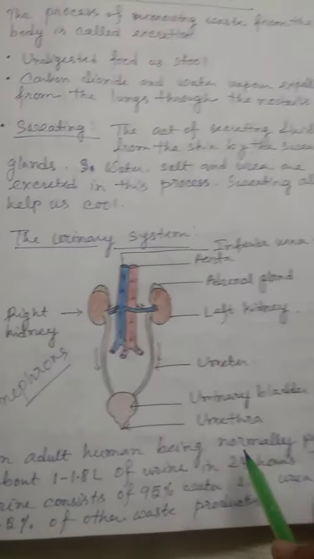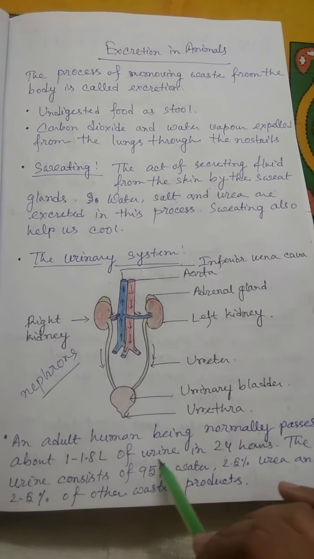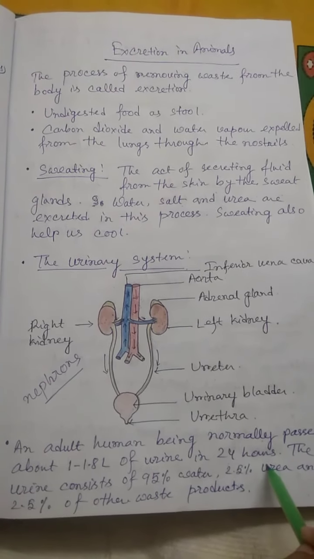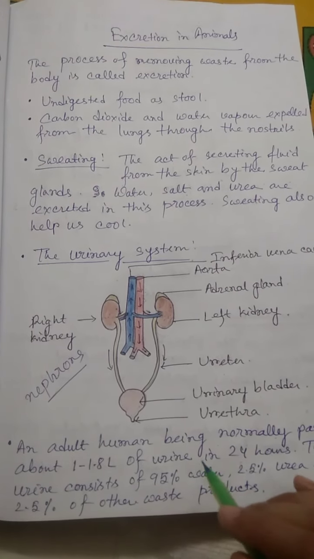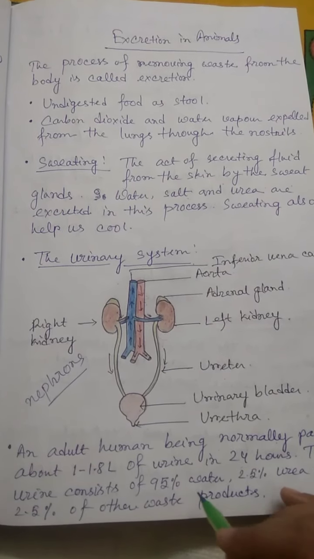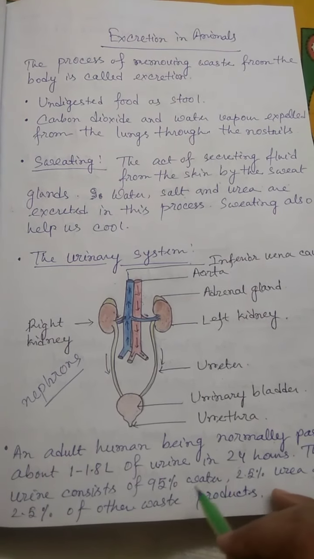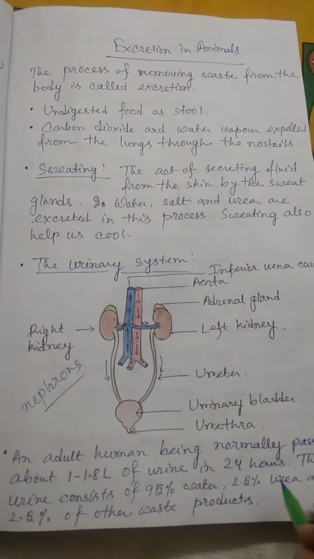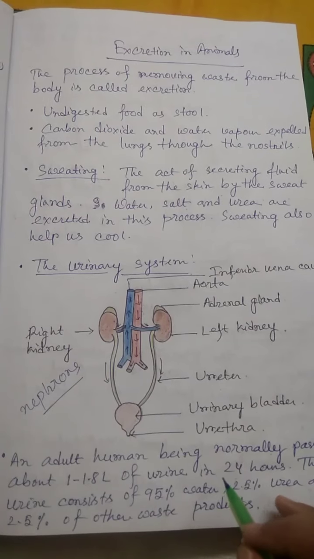An adult human being normally passes about 1 to 1.8 liters of urine in 24 hours. So from this we can calculate that we need to drink a large amount of water. Nearly 2 to 3 liters of water per day we have to drink, or else we can suffer from dehydration. So this is very important for us.